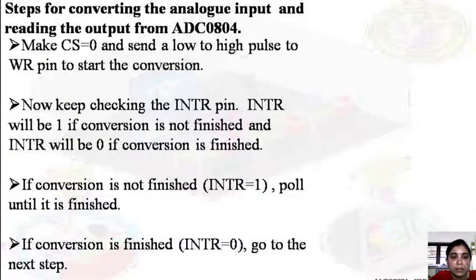First let's see the steps for converting analog input and reading the output from ADC. The steps are like this. We should make the chip select pin low, and send a low to high pulse to the write pin to start the conversion. After this step, keep checking the interrupt pin. Interrupt will be 1 if the conversion is not finished, and once the conversion is finished, it will be low, that is 0.